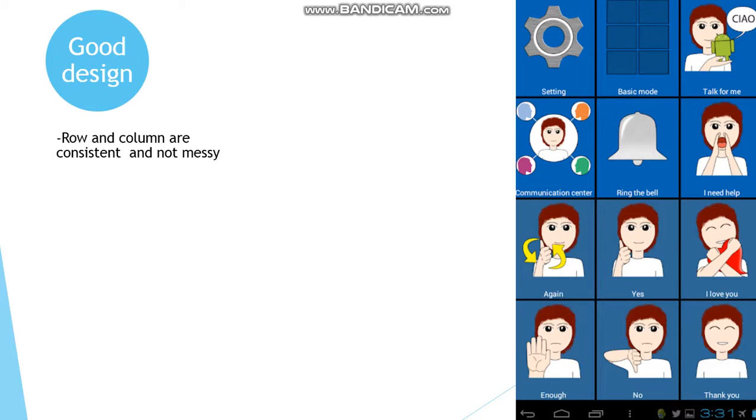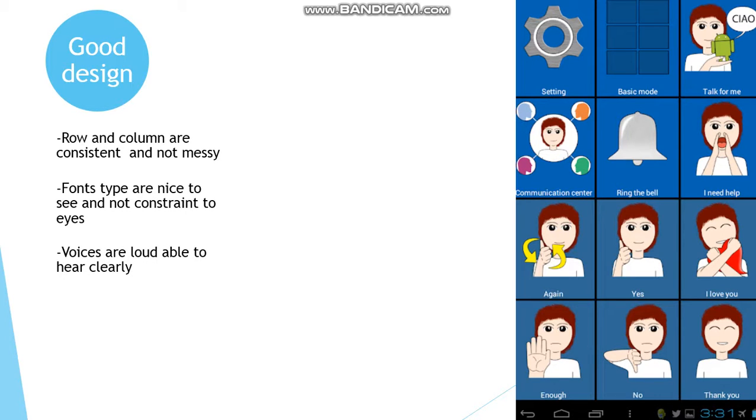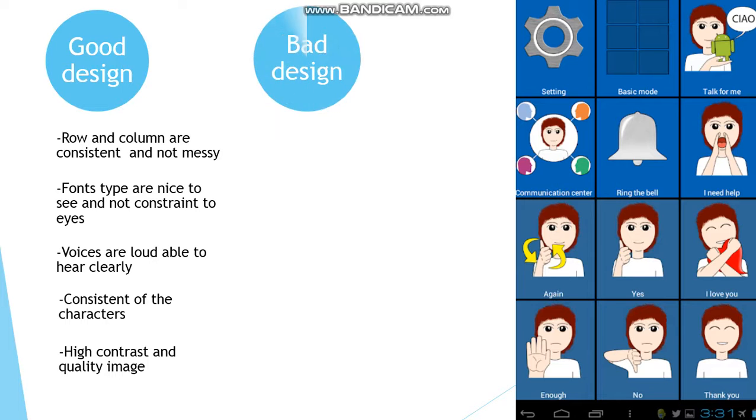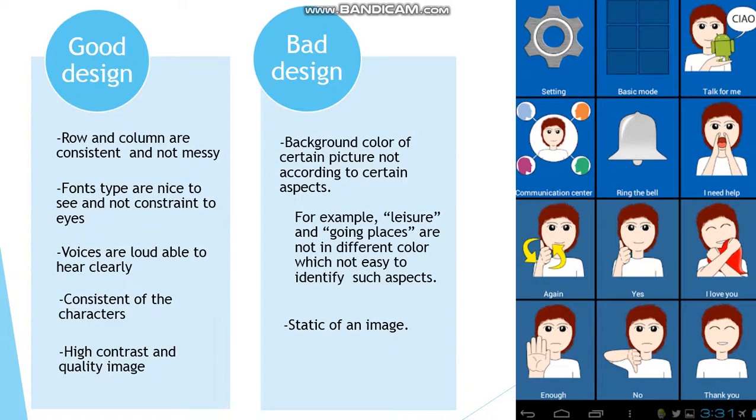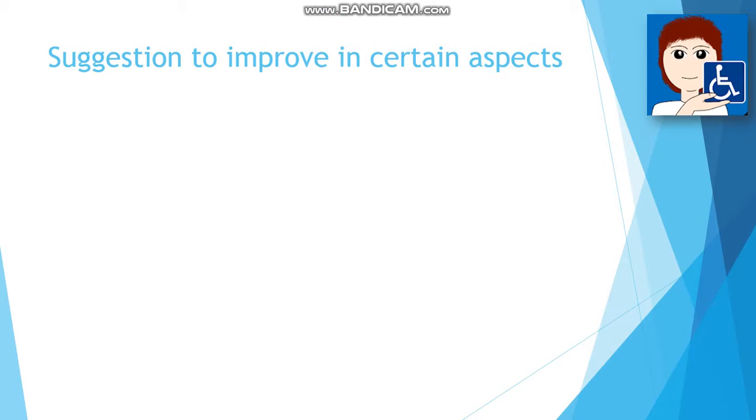What are the good designs of the Virginia application? Rows and columns are consistent and not messy. Font types are nice to see and not straining to the eyes. Voices are loud and able to be heard clearly. Characters are consistent, with high contrast and quality images. The bad designs are that the background color of certain pictures does not match certain aspects. For example, leisure and going places are not in different colors, which makes such aspects not easy to identify. And also the images are static.